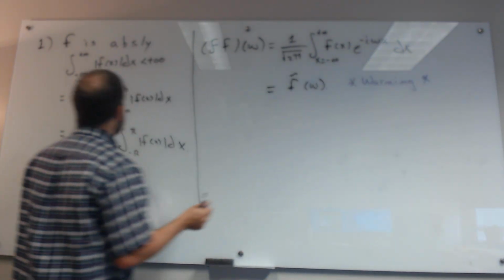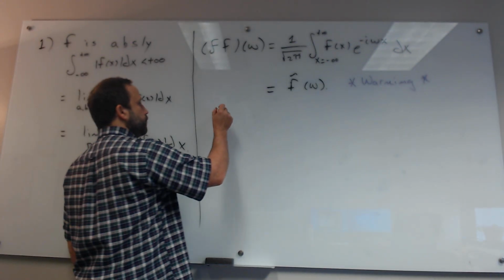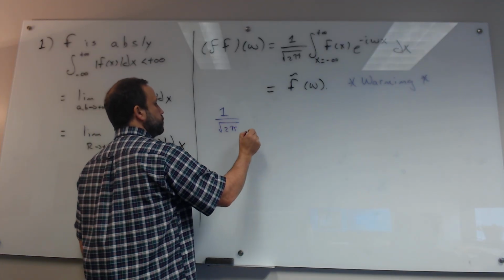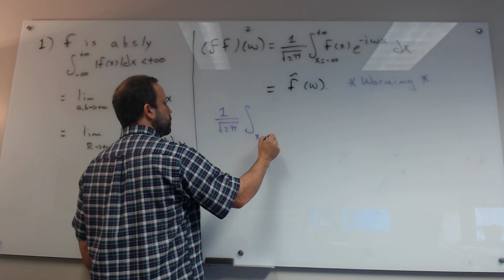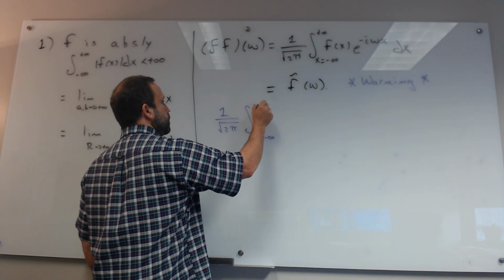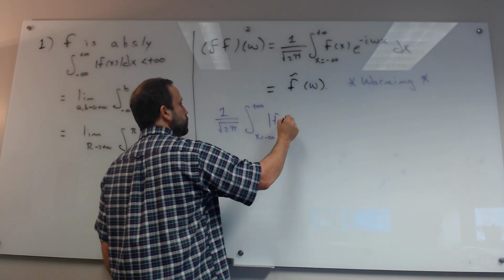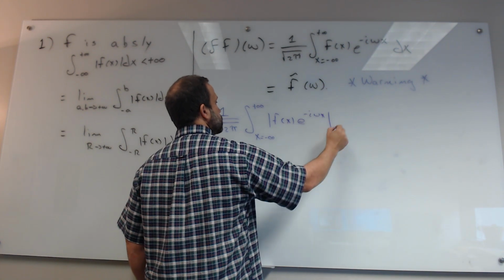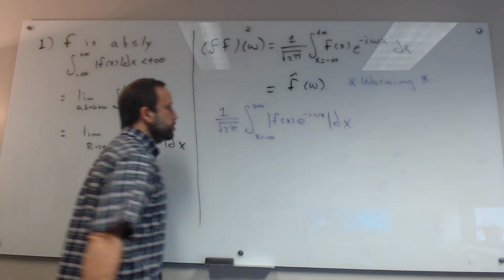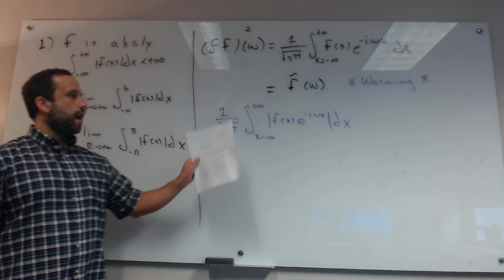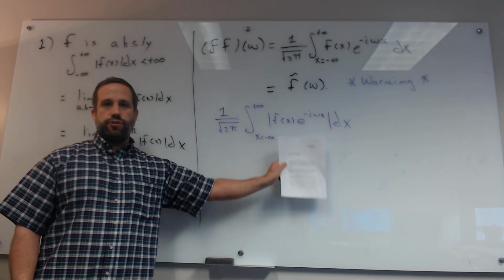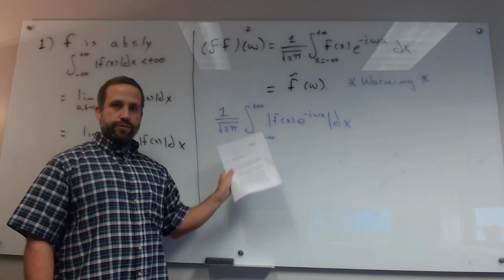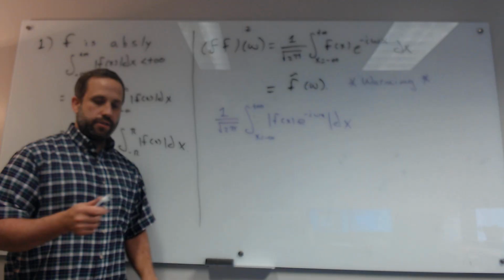Okay, and it is, based on this assumption here. So if you look at something like 1 over the square root of 2 pi times the integral from x equals minus infinity to positive infinity of the absolute value of f of x e to the minus i omega x dx, it's important to realize that f could be complex valued, and this exponential function is definitely complex valued. So these absolute values mean the complex modulus.